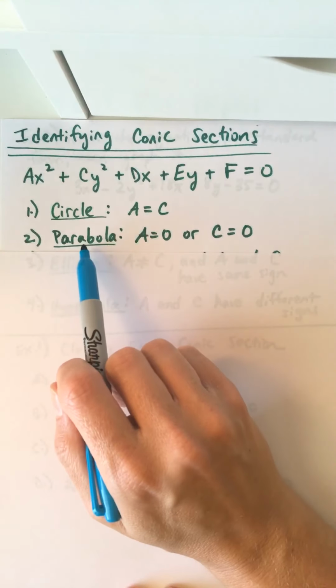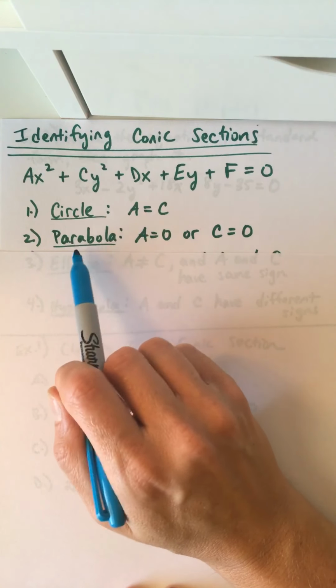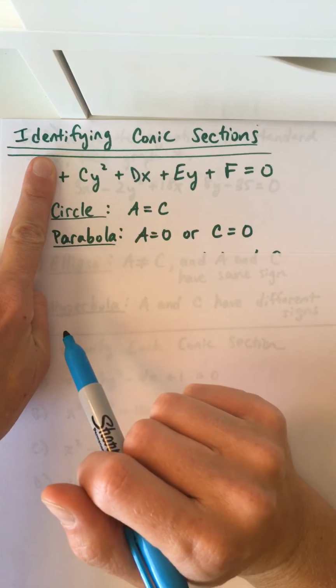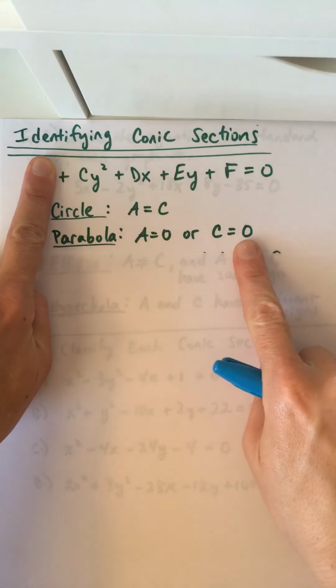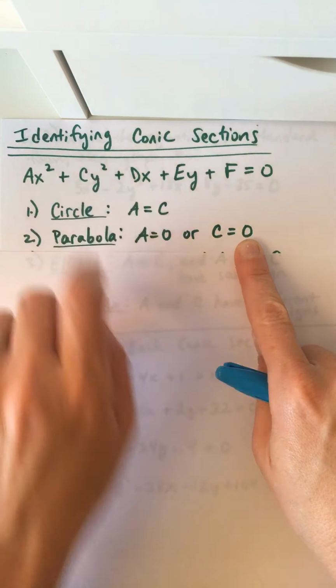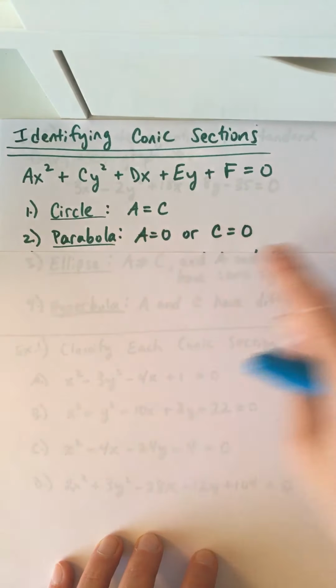Remember that parabolas only have one variable squared. It only has an x squared or a y squared. So if a is 0, you wouldn't have an x squared term. Or if c was 0, you wouldn't have a y squared term. So if you're missing one of the squared terms, you know it's going to be a parabola.